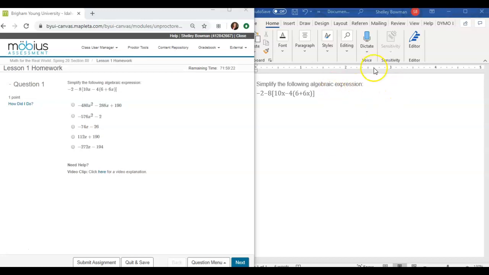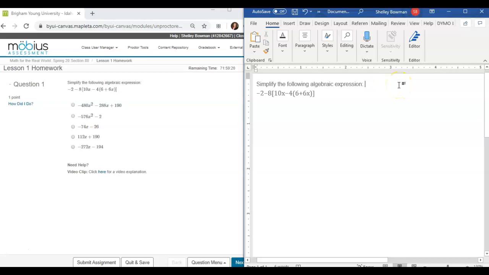Now to simplify this, we're going to need what's called the order of operations. Some people call it PEMDAS, or please excuse my dear Aunt Sally. Either way, however you like to go through it, it's parentheses, exponents, multiply and divide from left to right, add and subtract from left to right. So these two are together and these two are together.